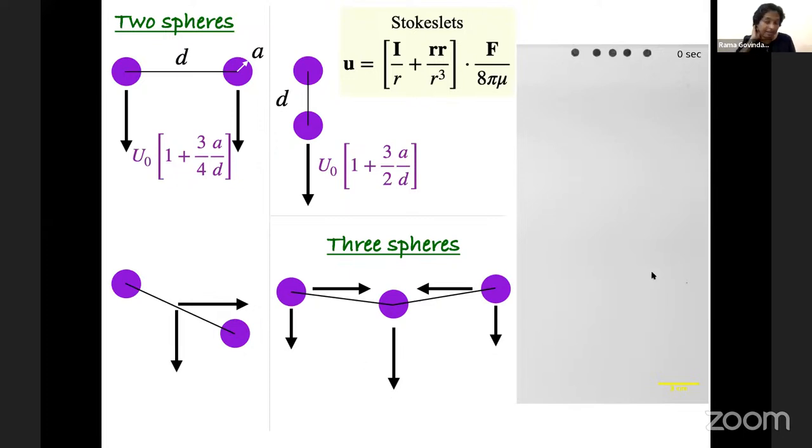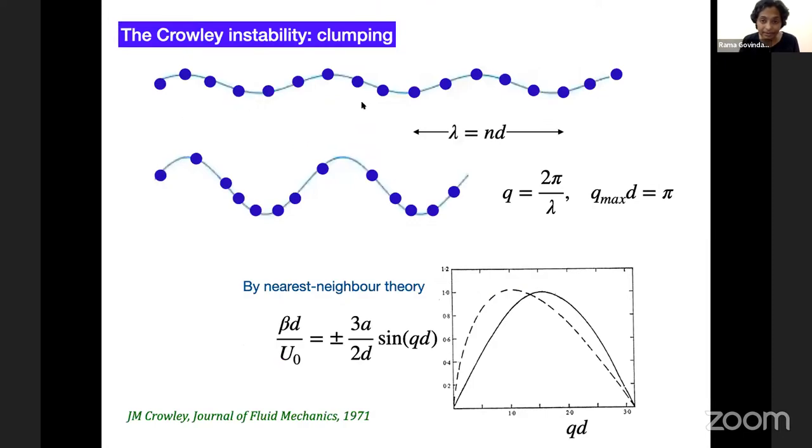And here is an experiment done by Rahul Chajwa, where he actually put five spheres in a very viscous fluid, silicone oil in this case, and you can immediately see the clumping. So this drift velocity thing is actually working in experiment. And you see that it's already doing pretty complicated things with five spheres. So I went from 2 to 3 to 5. Don't worry, I'm not going to do 7, 9 and so on. I'm going to directly go to infinity.